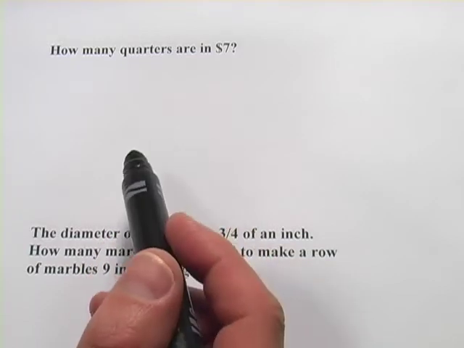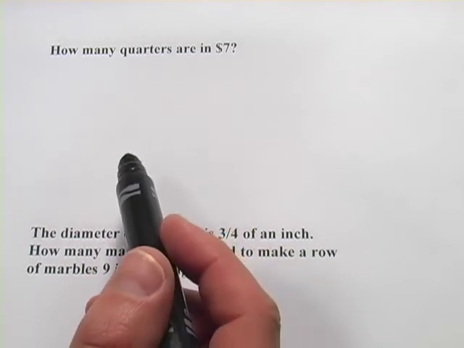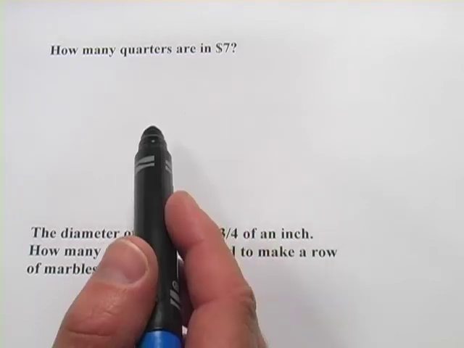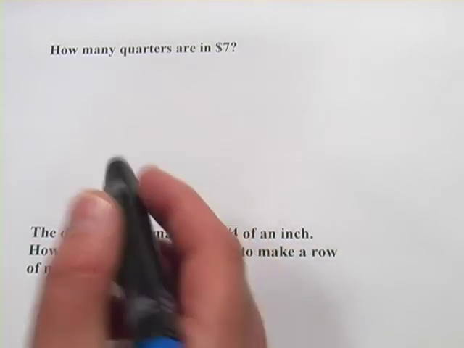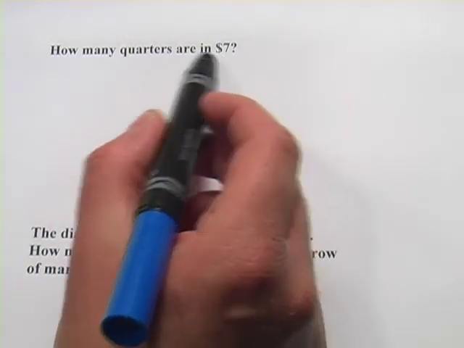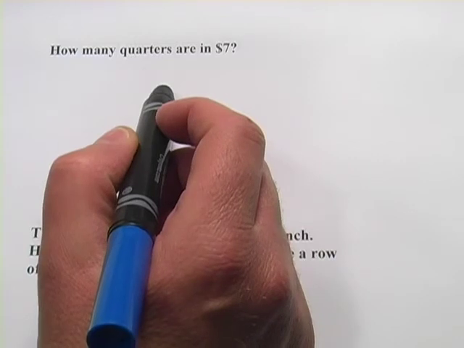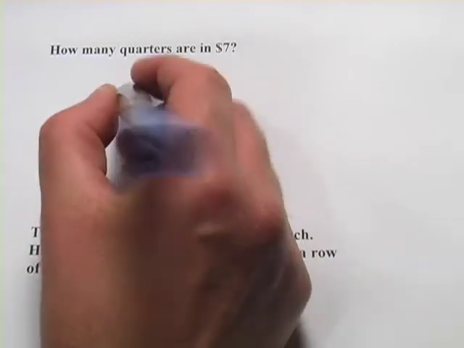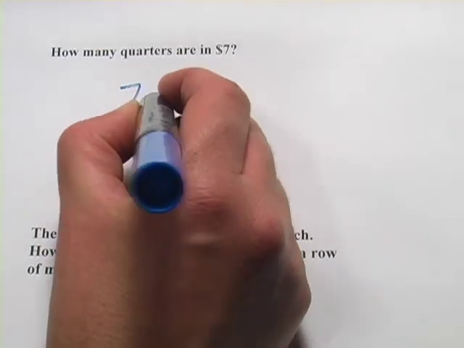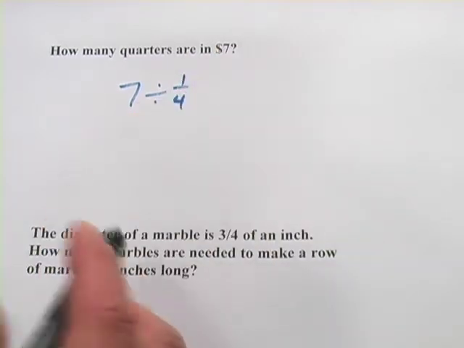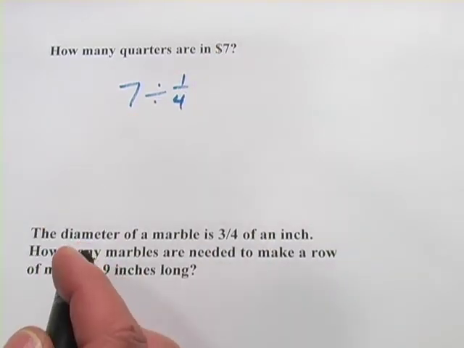And that actually seems like a multiplication problem. But you can also think of this as a division problem. Really, you're dividing $7 up into pieces that are 1 quarter. So 7 divided by 1 quarter is really what we're doing here.